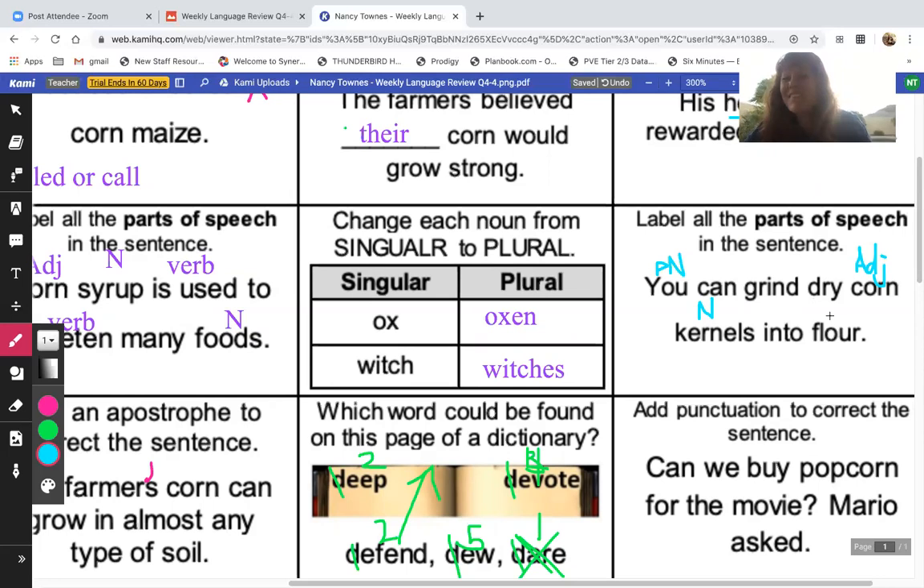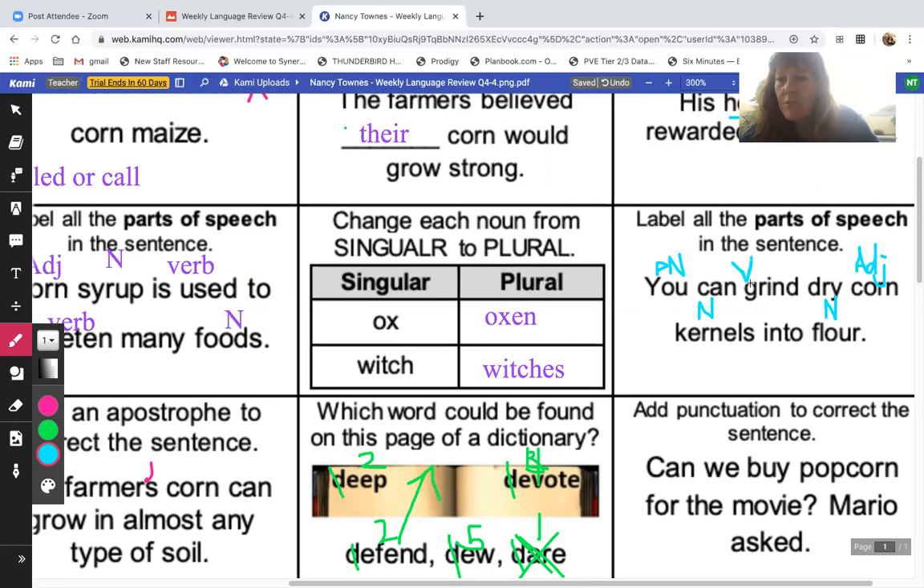And then the last one, flour. You can touch flour, right? And this is the kind that you bake with, F-L-O-U-R. So now we're going to go back and look for verbs or adverbs. You what? You can grind. So those are the verb, kind of a helping verb.